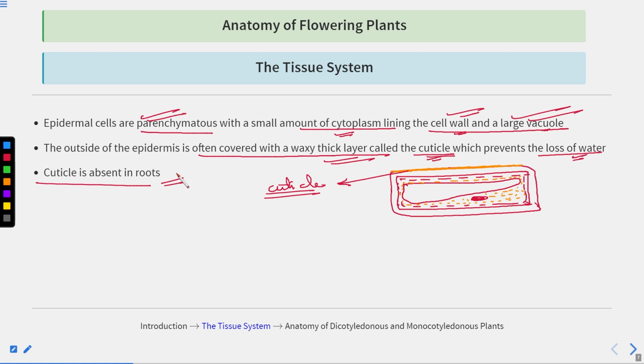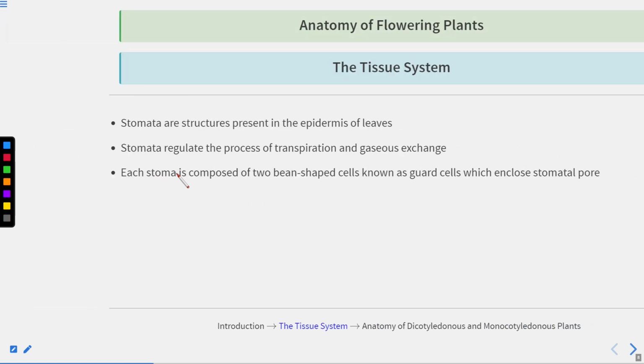If you see the epidermal cells of the root, then you will see there is no cuticle found on its surface, because the water loss is occurring from the leaf structure and the stem structure. So this cuticle is present at that surface, not on the root, right? So you have to remember this.